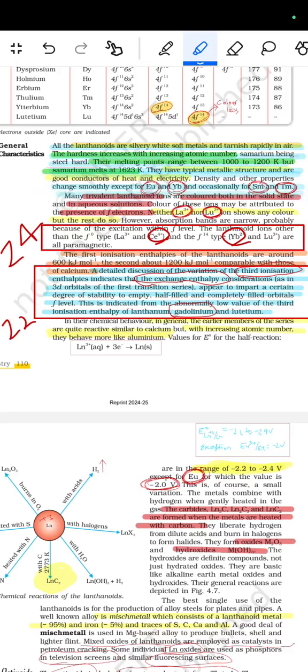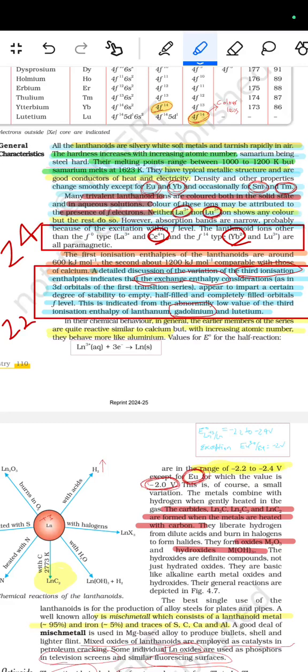Many trivalent Ln ions are colored both in the solid state and in aqueous solution. The color of these ions may be attributed to the presence of f electrons. Neither La3+ nor Lu3+ shows any color, but the rest do. However, absorption bands are narrow, probably because of excitations within the f level.